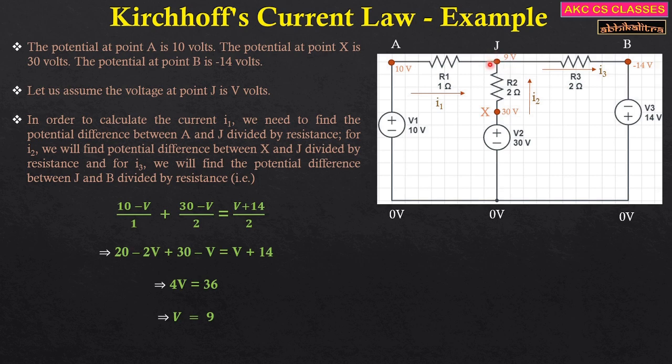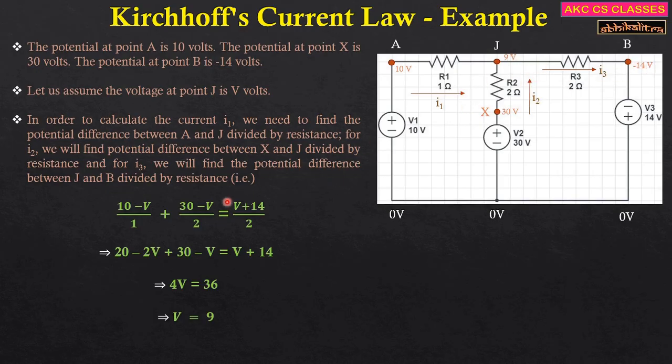So now when this is 9 volt, I know the voltage at junction J is 9 volt. Now simply, in order to calculate the current in this particular line, we will substitute the value of V in this equation. In 10 minus V by 1, we will get the current for this particular line. So it will be 10 minus 9 divided by 1, which is 1 divided by 1, which is 1. So the current flowing between A and J is 1 ampere, right? The current flowing between X and J will then be 30 minus 9, which is basically 21, and 21 divided by 2 is basically 10.5 amperes, right?